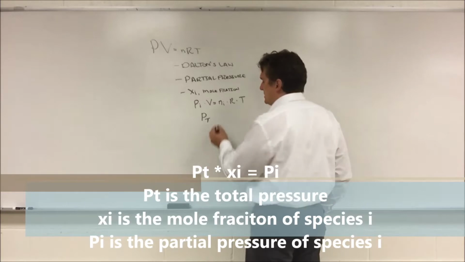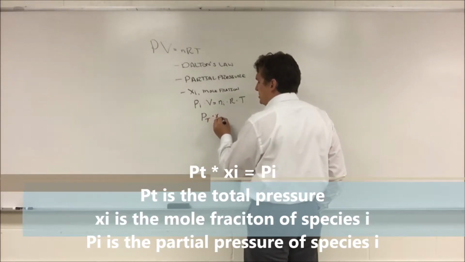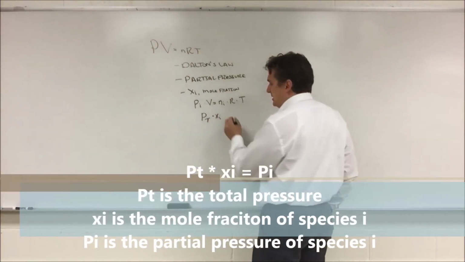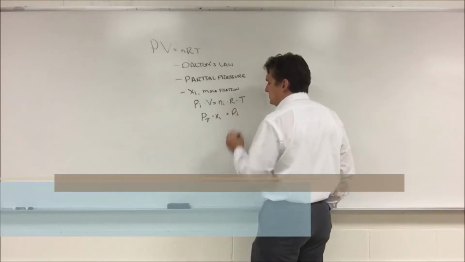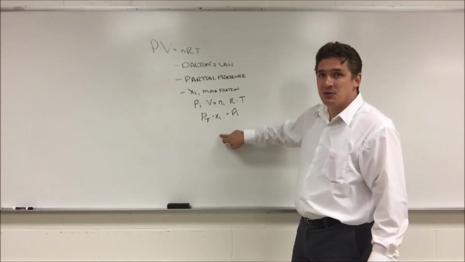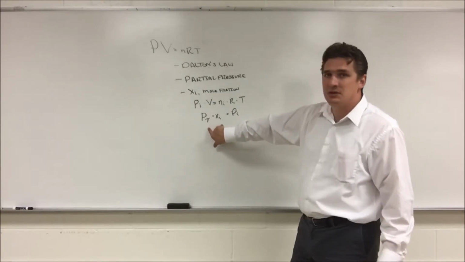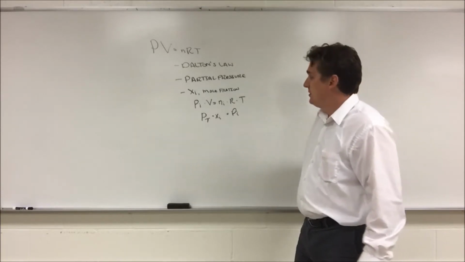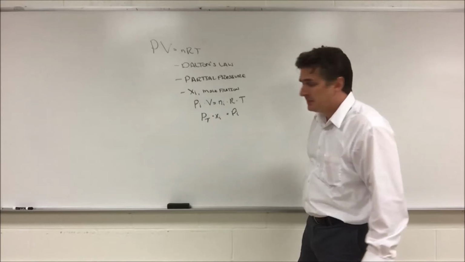Another consequence, which is a bit more useful, is that PT, the total pressure due to all the moles of the gas, times the mole fraction of species i is equal to the partial pressure of species i. So if we've already solved for the total pressure and we know the mole fraction, all we've got to do is multiply the two of these together, and this will give us the partial pressure of species i.